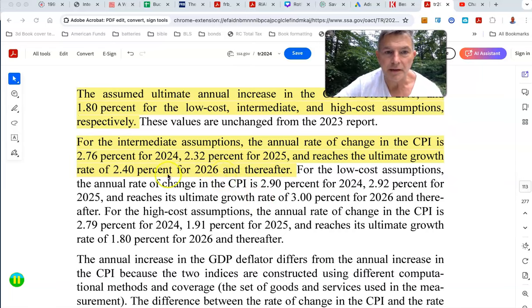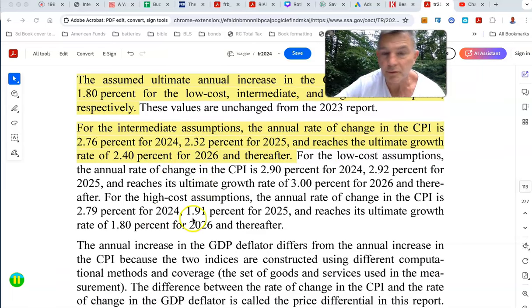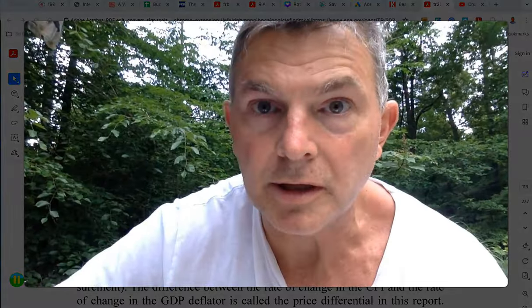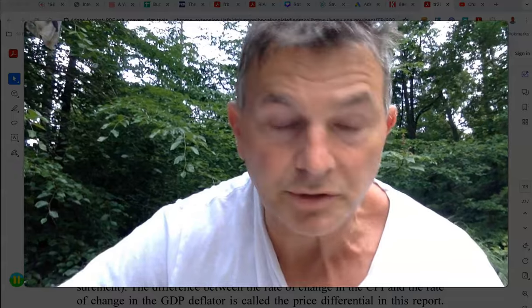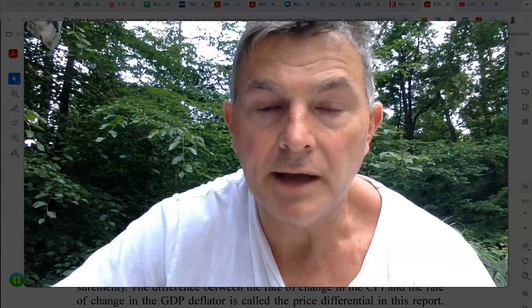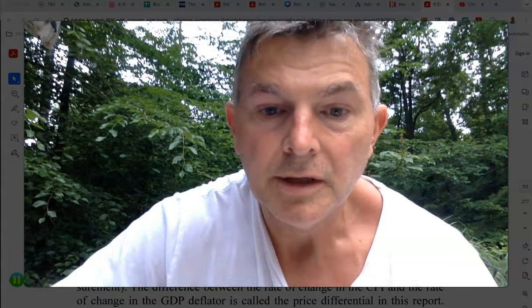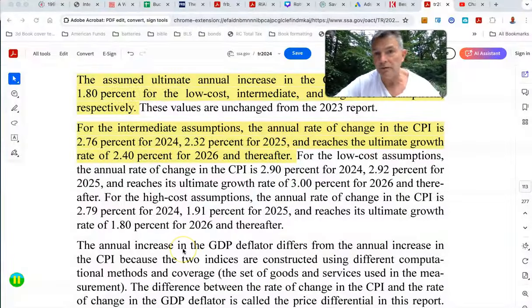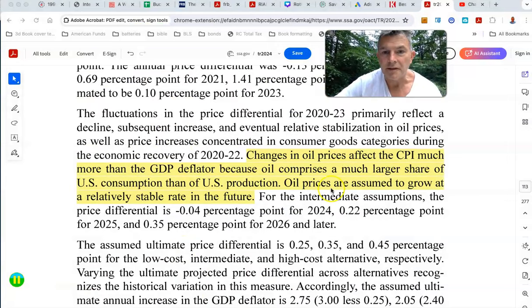And what you'll see here for the intermediate assumptions, which is what we're using, 2.4, the annual rate of change in CPI is 2.76 in 2024, 2.32 in 2025, until it reaches the ultimate growth of 2.4% in 2026 and thereafter. So that's what I'm using in my Social Security adjustments in Right Capital. If someone's using 3% or higher for Social Security, I'd want to know why, because we're just showing it right here. CPI is 2.4. That's what you should use for your COLAs in Social Security. Why are you using something different than that? So let's keep going.